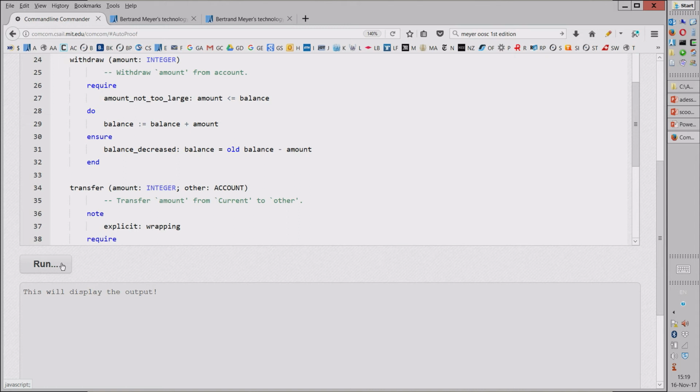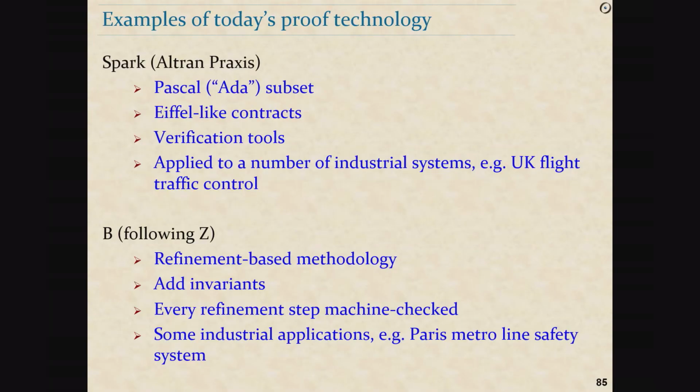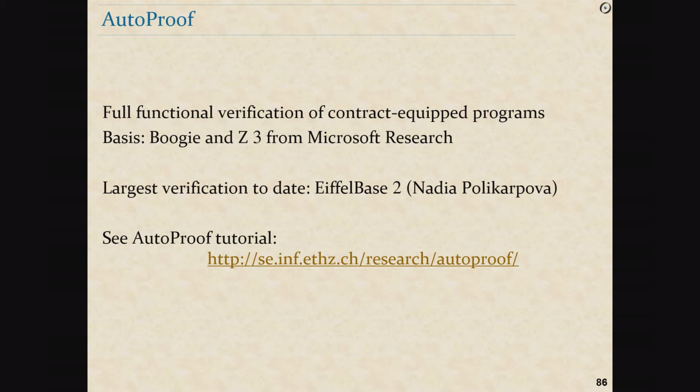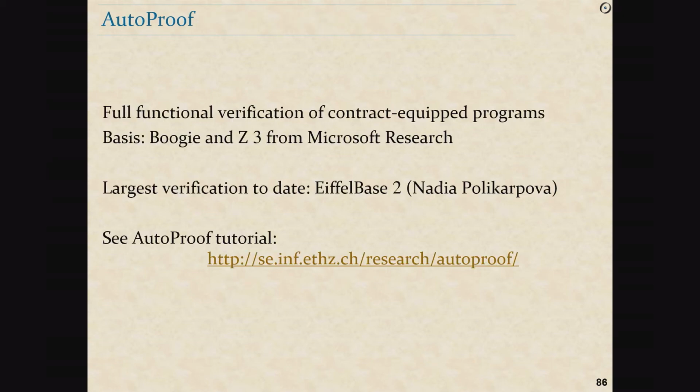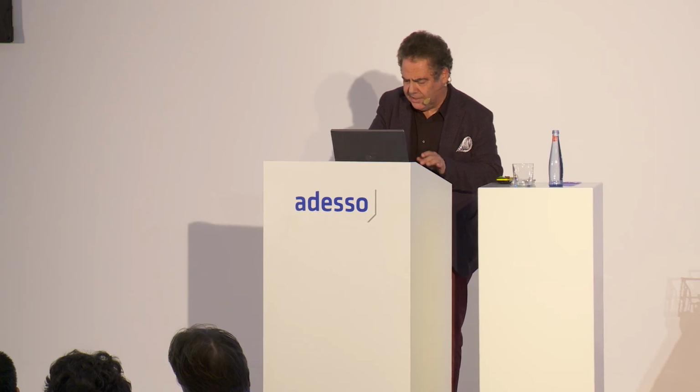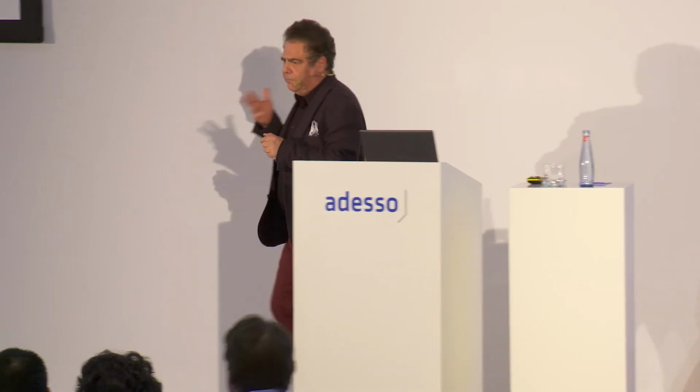It runs the verifier. Internally, I should have said, it relies on the work of many people. It relies on Boogie by Rustan Leino and others from Microsoft Research, which itself relies on the Z3 SMT solver. This is the AutoProof technology stack.